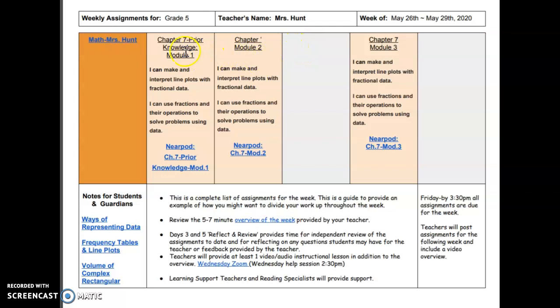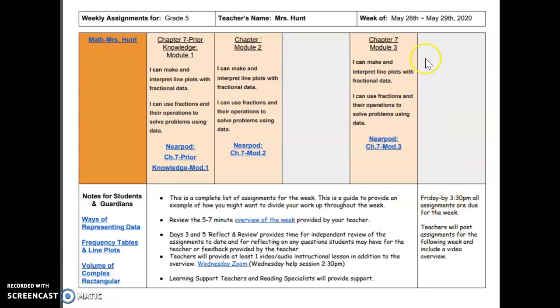You do have 3 modules, again, to complete this week. However, just like last week, we shortened the length of them and the time it should take you to complete them since it is a holiday week, okay? These modules are due by 3:30 on Friday. Okay, we're back to Fridays. And I'll post the next week on Friday the 29th for you, all right?